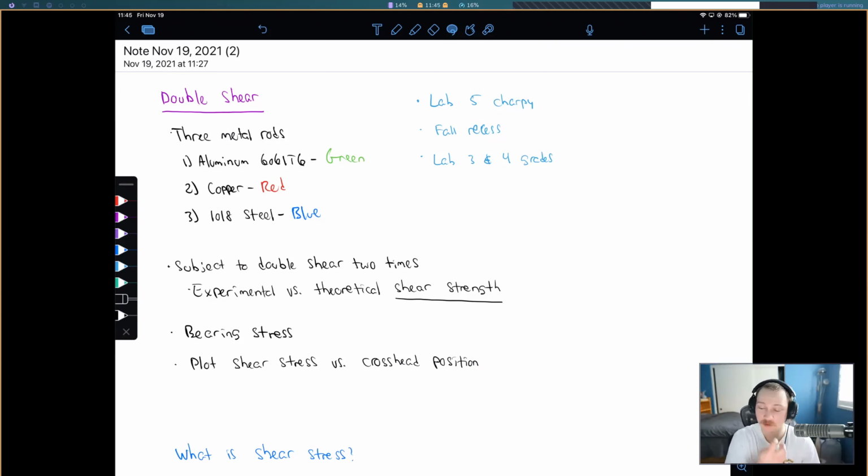So in the end, we're going to have 2 different graphs for the load versus the shear stress versus the crosshead position, which is what you see here. And we're also going to calculate the bearing stress, like I mentioned. We're not going to have any graphs for that, but we're going to calculate the bearing stress as well.